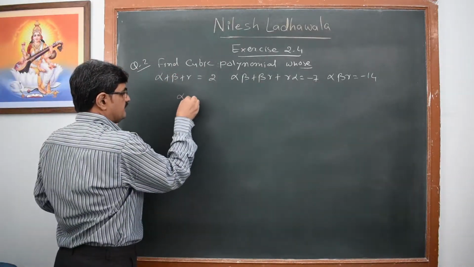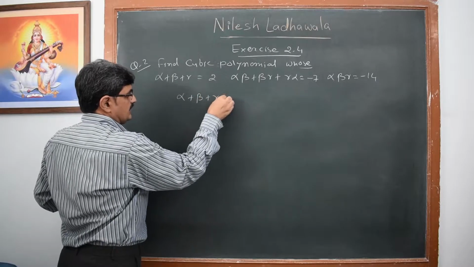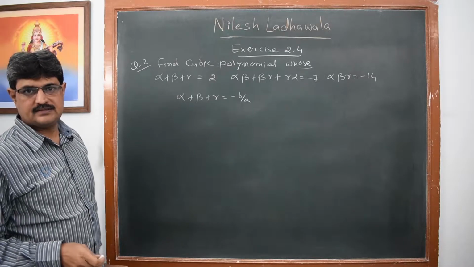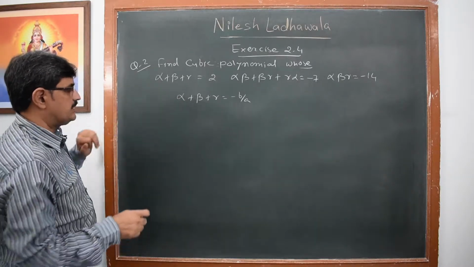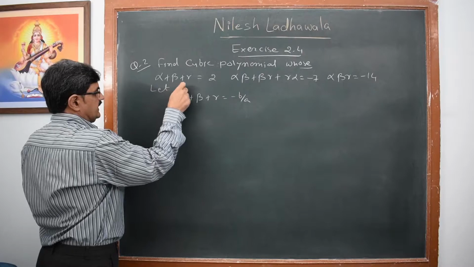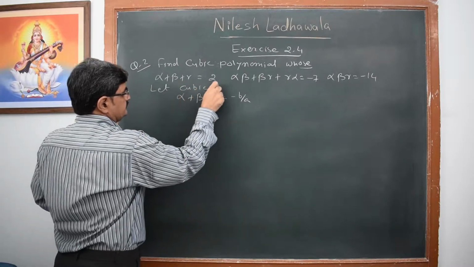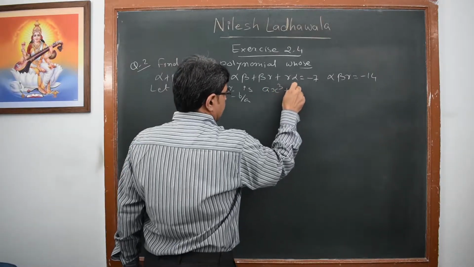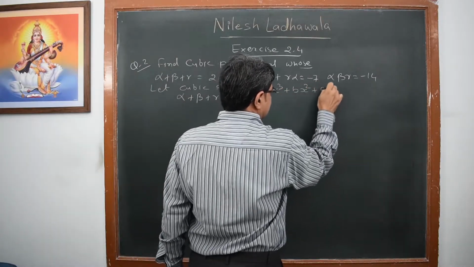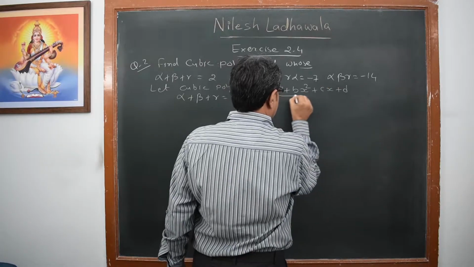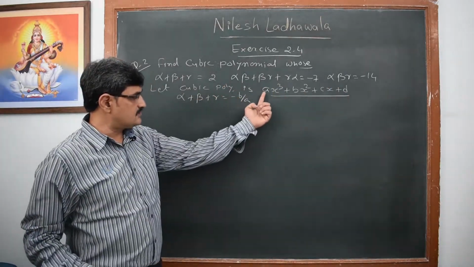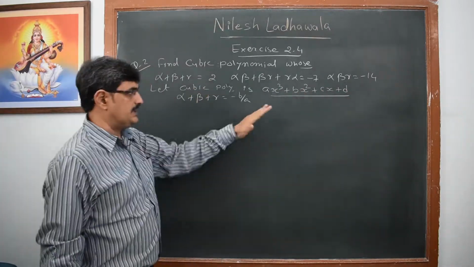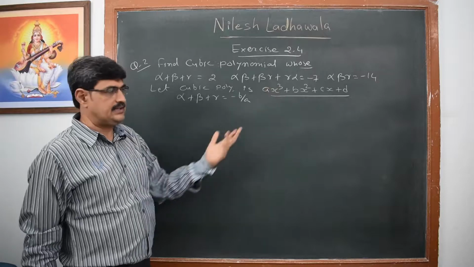So for that we have to write the formula of alpha into beta into gamma, and that is equal to minus d by a. But before that we will assume that the cubic polynomial is ax cube plus bx square plus cx plus d, and we have to find the values of coefficients, that is a, b, c and d, and then I will substitute them in and we will get the answer.